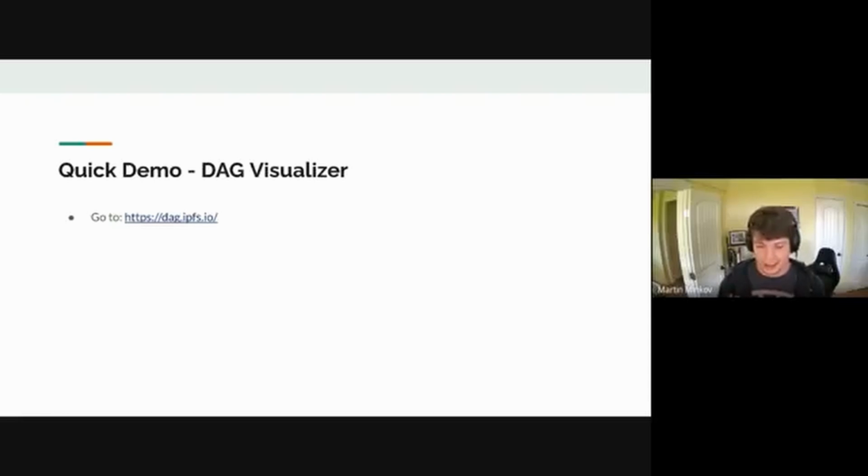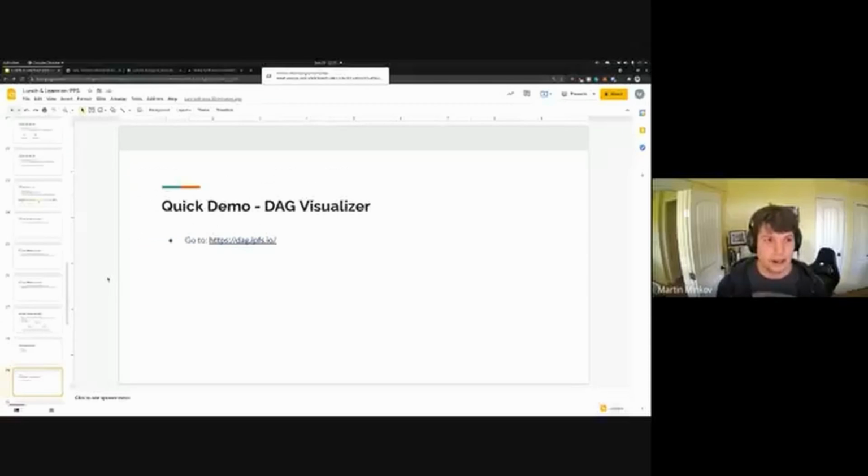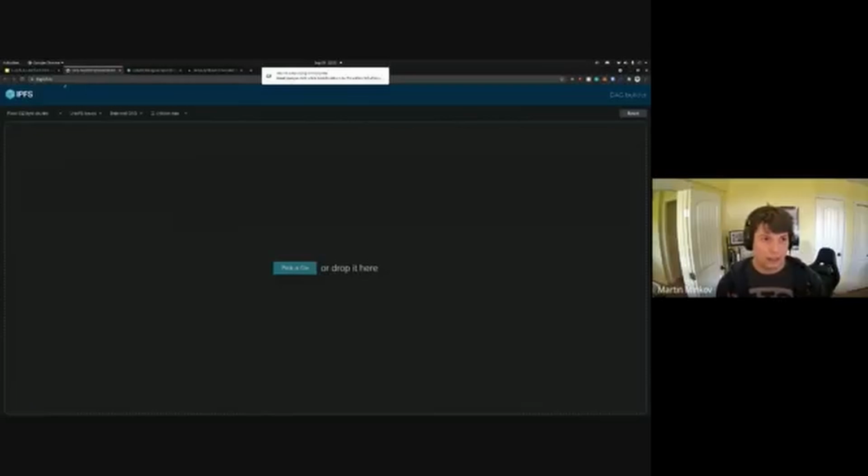So I have a quick demo just to really give a look into how this looks, because I'm a visual person. I think it's a little bit helpful. IPFS came out with this DAG visualizer tool. You can find it at dag.ipfs.io. You can drop files in here and it'll render a DAG for you.